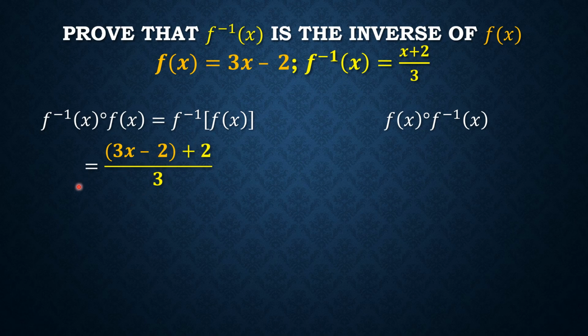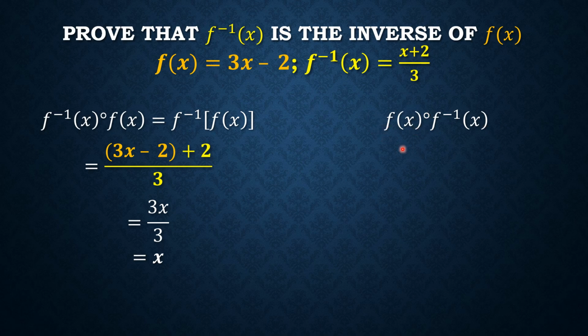So, ganyan siya. Now, let's simplify pa. So, yung sa numerator, 3x minus 2 plus 2, the answer is 3x na lang, and 3x divided by 3. So, the answer is x. So, check. Kasi dapat yung goal natin is x para masabi natin ang inverse niya. Inverse niya ito. So, hindi lang pwede na yung isa lang. Kailangan nating i-try din yung ito.